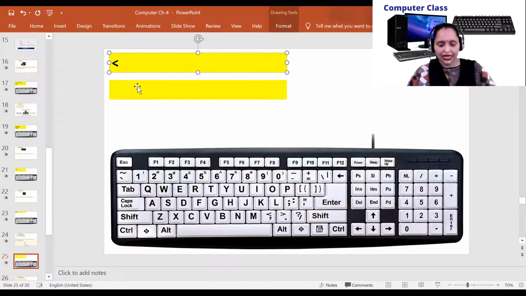Okay children, again I am pressing this. You can see the comma is there. Then I want to put inverted commas, so the single inverted comma is here. Then I want to put double inverted commas, so with the help of the shift key, I will press this.